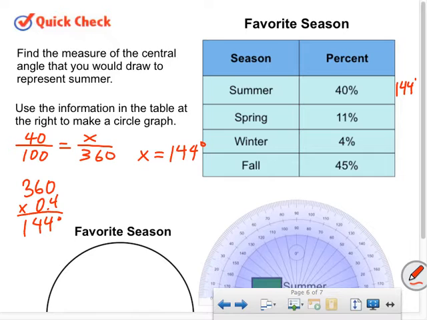Can somebody tell me really easily, if we know 40%, couldn't we figure out 4%? We just move our decimal over one place. So what's winter going to be? 14.4 degrees. Okay, and can you guys quickly calculate spring and fall so we can complete this circle graph?